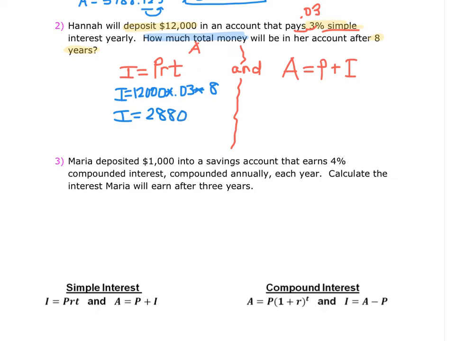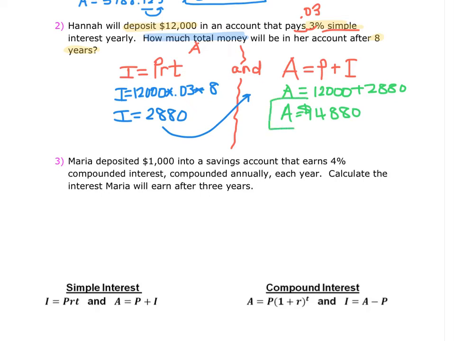When I do that, I end up getting $2,880. Now, if this was multiple choice, that would be an answer, but we need to find the A, so we're going to take this and continue on to find the A. I don't have the A. The principal was the 12,000, and now I'm going to add the interest that was just calculated of 2,880, and once I do that, I get $14,880 is the total money that Hannah has in her account.